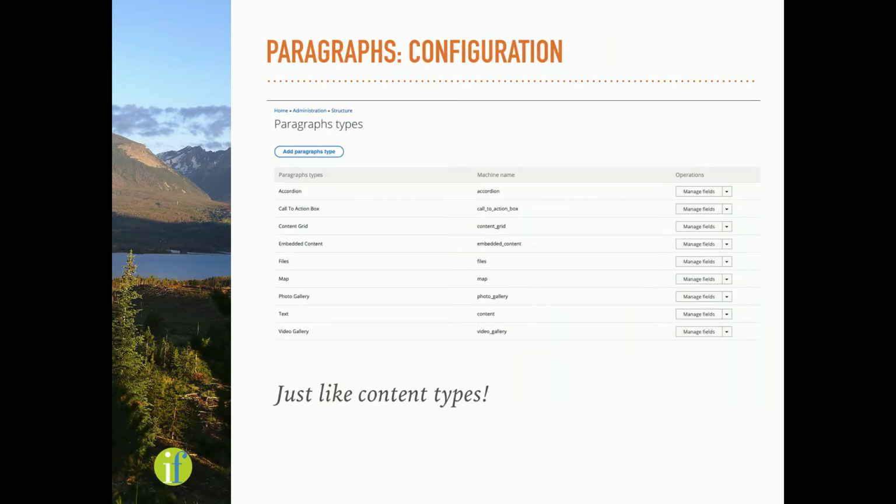So configuration, it's just like content types. So you have your same list of the paragraph types. You have your same manage fields, manage display, edit. It's very similar. So instead of structuring at the content type level, you're structuring at the paragraph level. And like with the views embed module and the entity reference module, you can extend paragraphs with some different modules or even build your own if you're interested in kind of taking things to the next paragraph level.